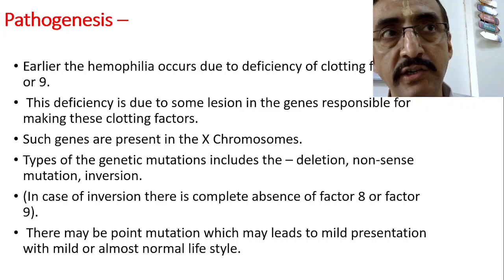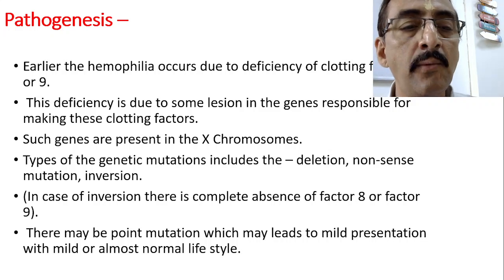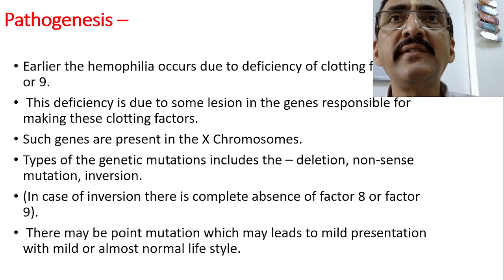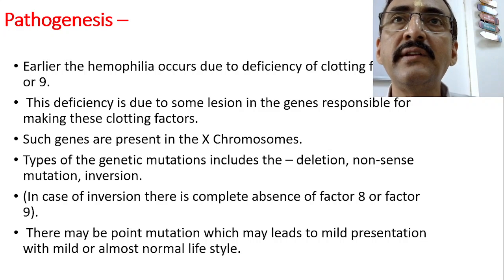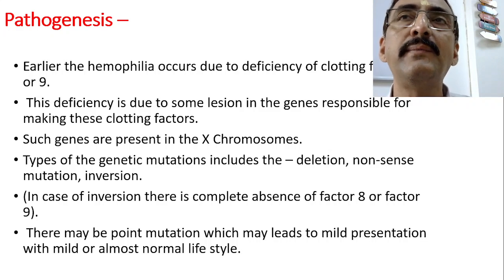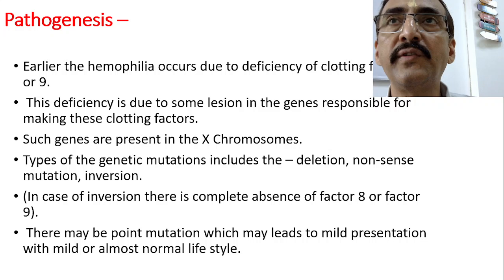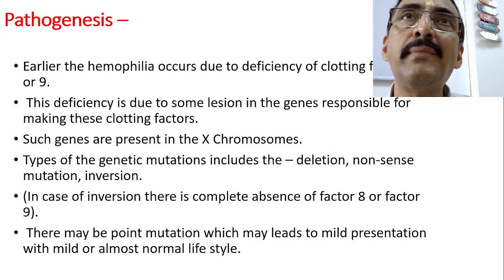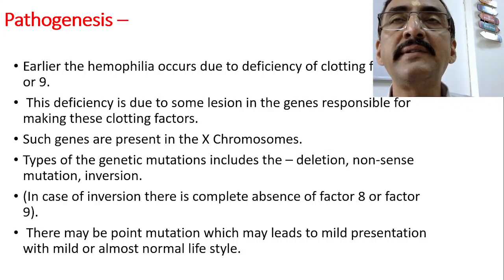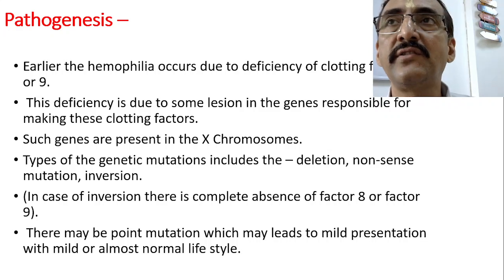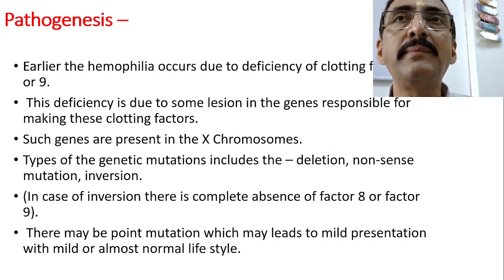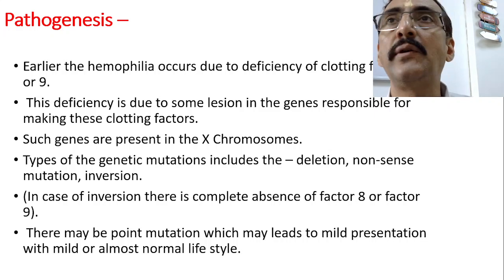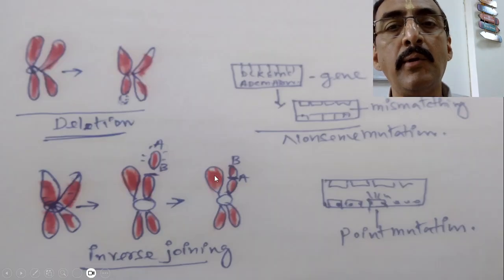Now there may sometimes be a point mutation, which may lead to a mild presentation with a mild or almost normal lifestyle. If the pathology is because of a point mutation, only one point is affected. Only a very minute portion of the gene is affected, 1% or 2%. Then that gene goes on producing the clotting factor, but the deficiency is not much. If there is 100% affliction, then no more clotting factors are produced. But it is not like that; only 10% or 5% is affected, then 90% continues to produce the clotting factor. So the problem will be either mild or moderate.